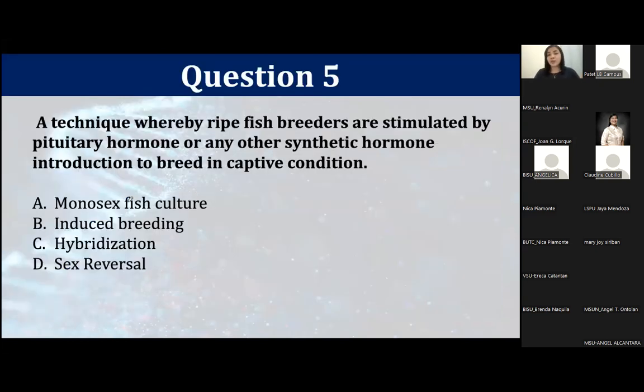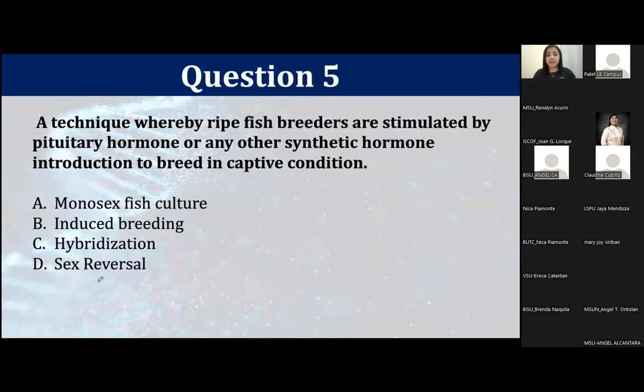Next question, question number 5. A technique whereby ripe fish breeders are stimulated by pituitary hormone or any other synthetic hormone introduction to breed in captive condition. Letter A, monosex fish culture. B, induced breeding. C, hybridization. D, sex reversal. So may mga sumagot na dito ng letter B.